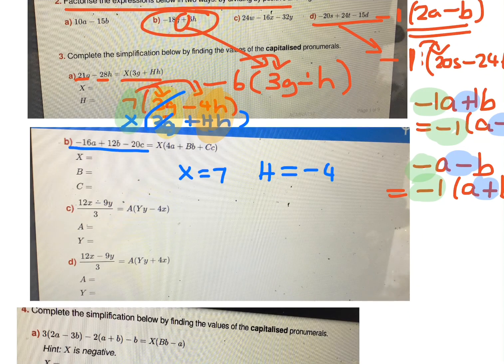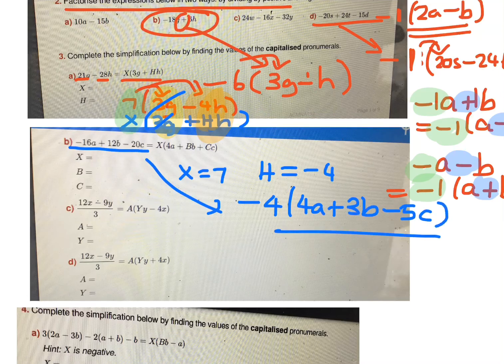If we're looking at this one here, see how there's a minus there? You have to take the minus out. So to be minus, common factor 4, there's no letters that are common. 4 4s are 16, 16a. 4 3s are 12, 3b. 4 5s are 20, okay? And then if you match it up, that would be x 4a plus bb plus cc.